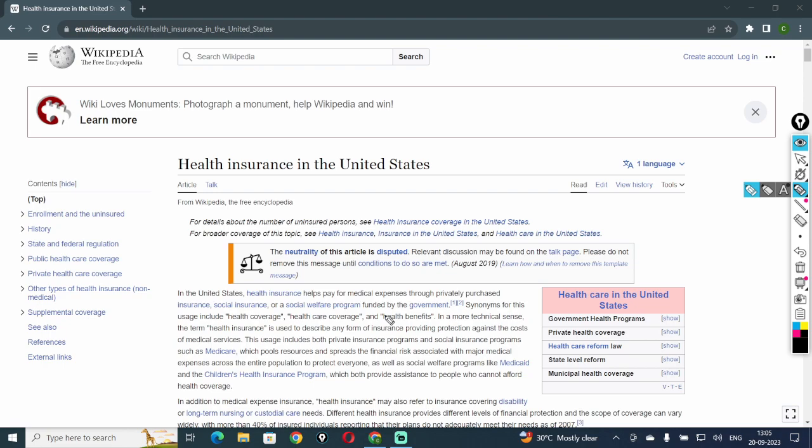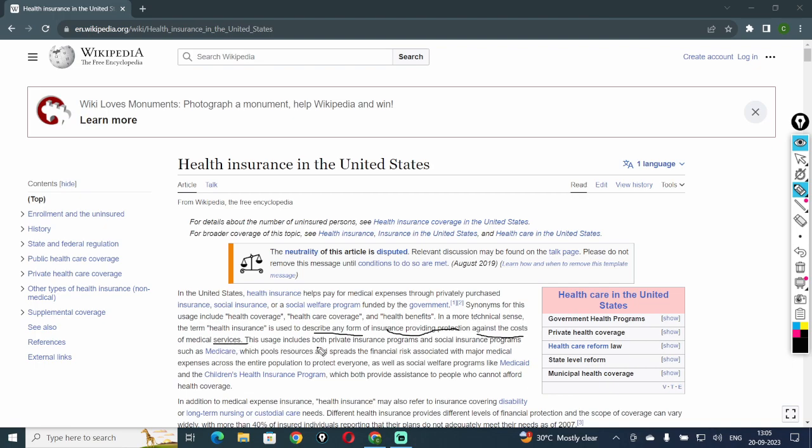In the United States, health insurance helps pay for medical expenses through privately purchased insurance, social insurance, or a social welfare program funded by the government. Synonyms for the usage include health coverage, health care coverage, and health benefits. In the more technical sense, the term health insurance is used to describe any form of insurance providing protection against the cost of medical services.